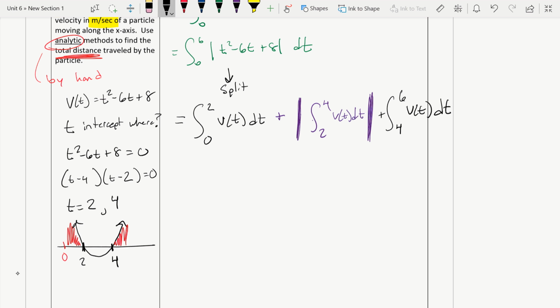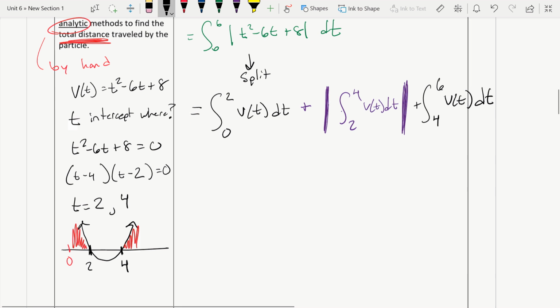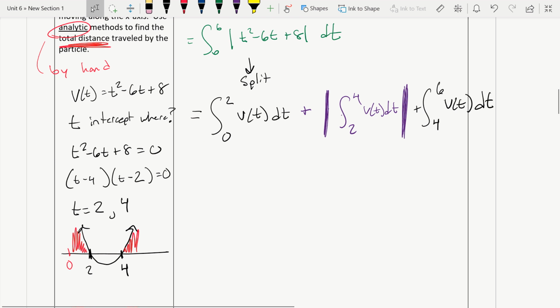This looks worse than it is. You're looking at this and you're probably thinking to yourself, I've got to do 3 integrals to really solve 1? No, you don't. Look, the inside is the same every time. We're integrating the same function, so I only have to do that once. Let's do that right here.